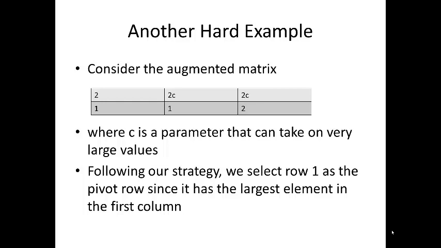So here's another hard example. Let's consider this augmented matrix: 2, 2c, 2c; 1, 1, 2. And c is a parameter that can take on very large values. Following our strategy, we would select row 1 as the pivot row since it has the largest element in the column. This is going to lead us to an incorrect solution.